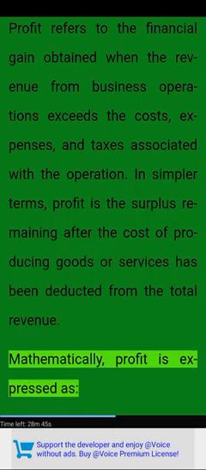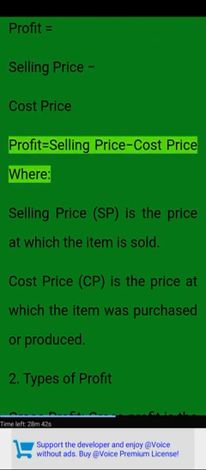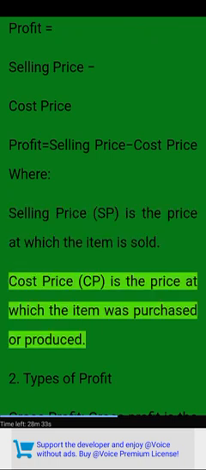In simpler terms, profit is the surplus remaining after the cost of producing goods or services has been deducted from the total revenue. Mathematically, profit equals selling price minus cost price, where selling price SP is the price at which the item is sold. Cost price CP is the price at which the item was purchased or produced.